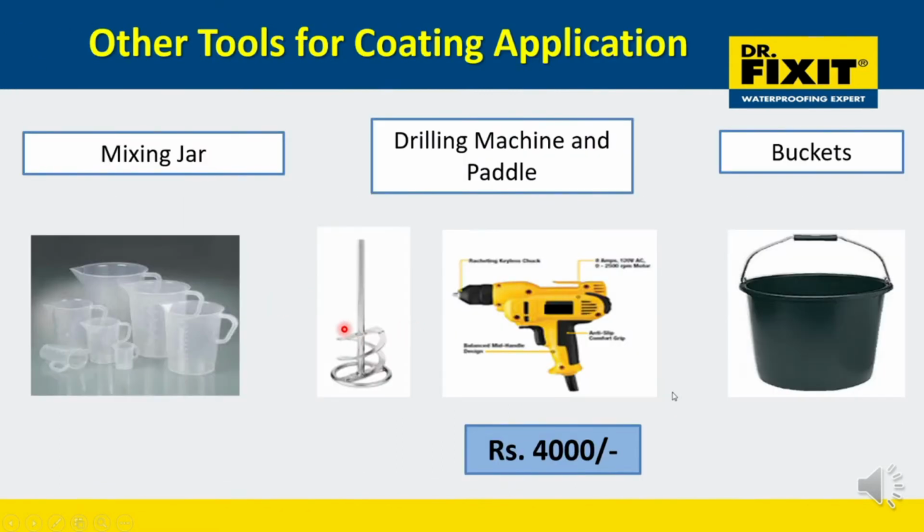Other tools which you can use for coating are a mixing jar. This mixing jar can help you have proper mixing with proper measurement. Also a drilling machine and paddle machine; these two cost approximately around 4,000. This will help to mix the quantity in a very easy way, and it also has multi-purpose uses. You can drill with it if you require anywhere, and you can use it as a drilling machine or paddle machine.